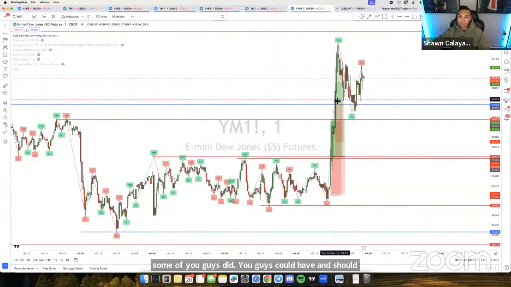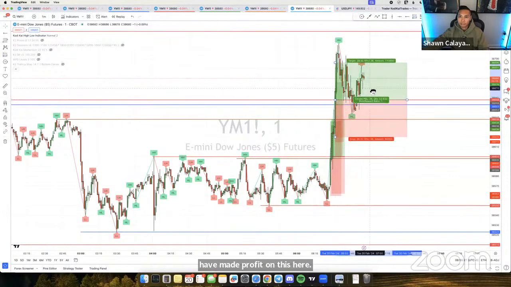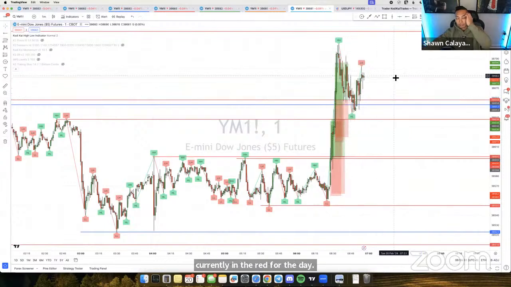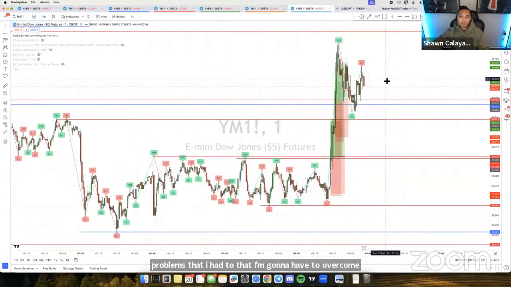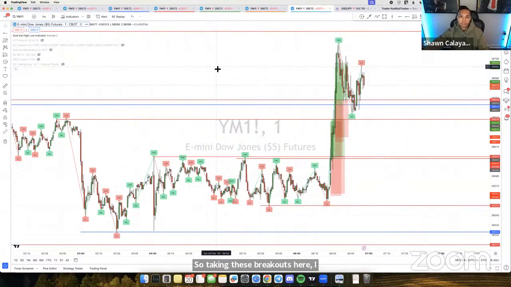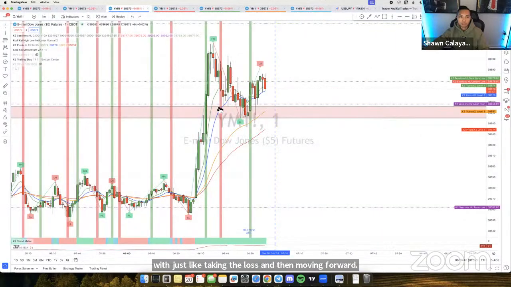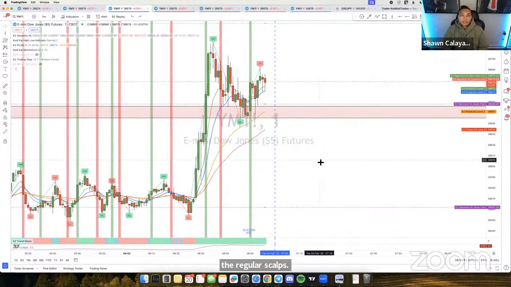I didn't take any of these trades, of course, so I'm currently in the red for the day, which is fine, right? You have to understand and take losses. I think this is one of the problems that I'm going to have to overcome with you guys, is that I'm not used to losing. So taking these breakouts here, I just have to be okay with taking the loss and then moving forward. I'm typically used to taking the other trades, the regular scalps. But I think in the long term, the breakouts are going to be more profitable.